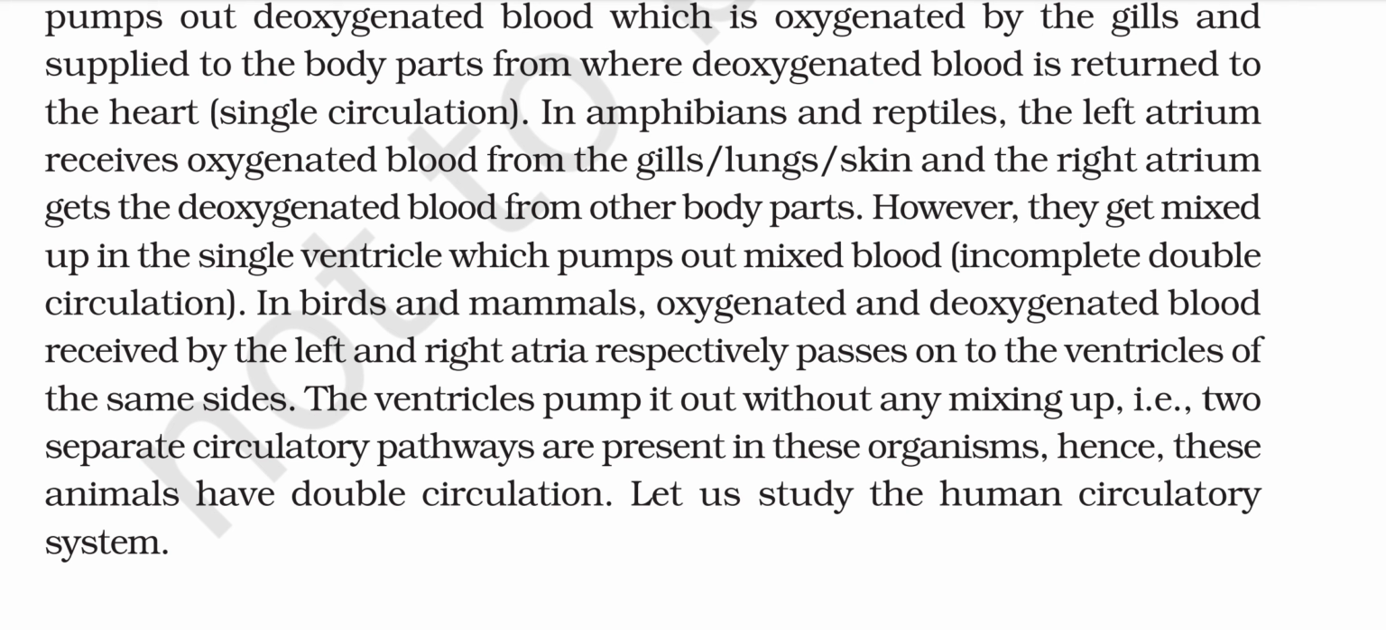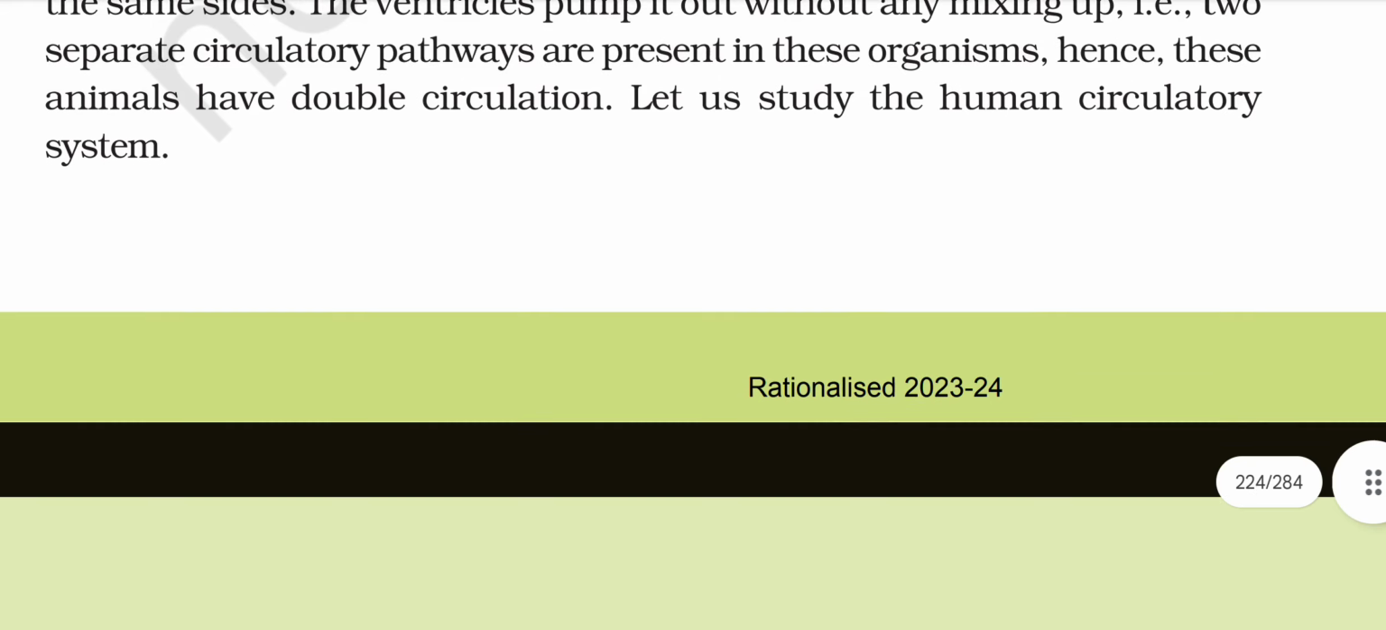In birds and mammals, oxygenated and deoxygenated blood received by the left and the right atria respectively passes on to the ventricles of the same side, and the ventricles pump it out without any mixing up. That is, two separate circulatory pathways are present in these organisms, hence these animals have double circulation. Let us study the human circulatory system.